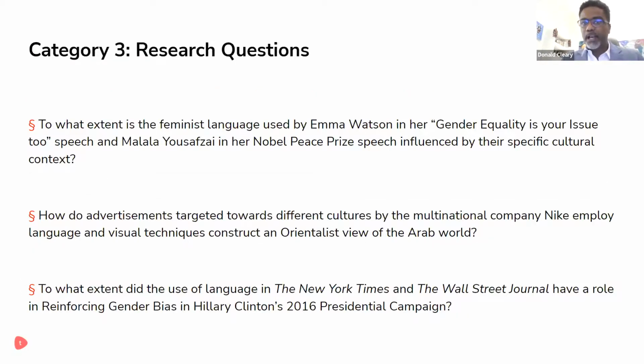The difference between Cat 1 and Cat 2 is that category 3 is language. That means the student must be looking at language. For example, if you look at the first one there, the student is looking at feminist language in Emma Watson's speech, as well as Malala's speech. So the key issue to pay attention to in category 3 is that the student must focus on language. If the student doesn't focus on language, then they're not doing a category 3.